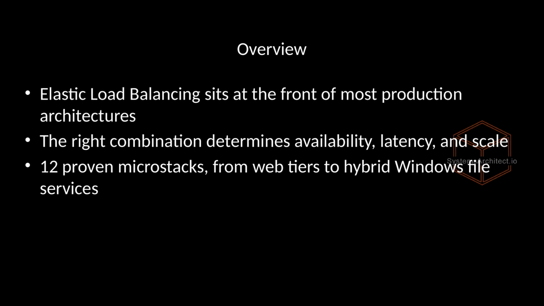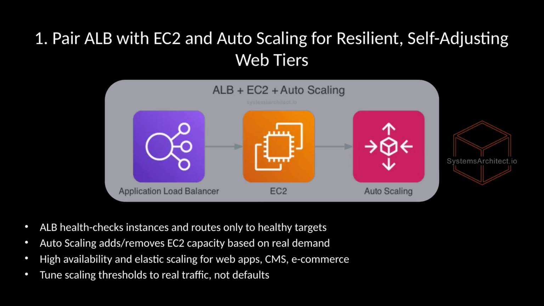This video walks through 12 microstacks built around Elastic Load Balancing, covering everything from a simple web tier to hybrid Windows file services over a Direct Connect link. 1. Pair ELB with EC2 and auto-scaling for resilient, self-adjusting web tiers.